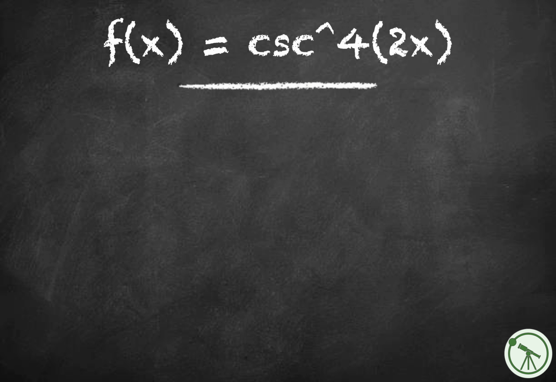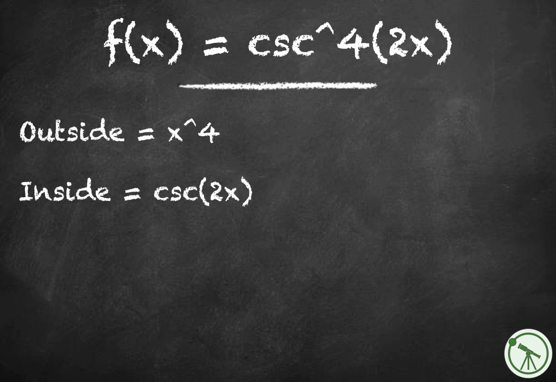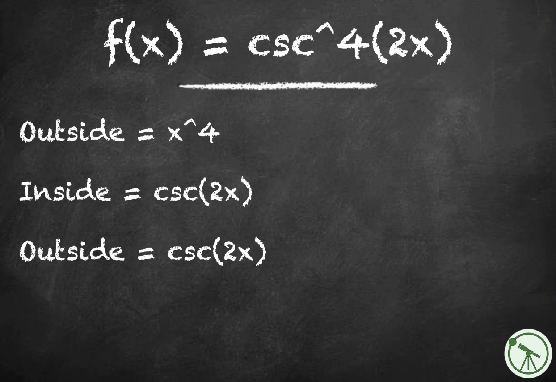Here we have cosecant 2x to the 4th power. Now, right off the bat, we can identify the 4th power as the outside function, and cosecant of 2x as the inside function. However, it's a little bit more complex than that because cosecant is also an outside function, particularly of the inside function 2x. Now that we know that, let's find the derivatives of each function.